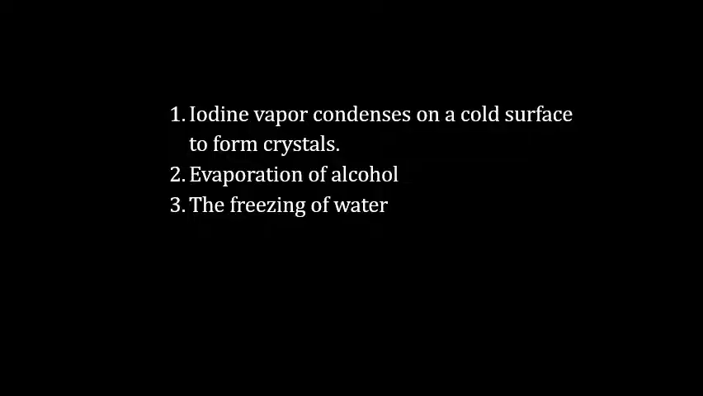Here are some other examples where entropy changes when the phase changes. Say, for example, in the first case, iodine vapor condenses on a cooled surface to form crystals. That means the energy is decreasing because the gaseous phase is changing to the solid phase. That means energy is decreasing and the randomness decreases. That means disorder decreases. In the solid state, it will be more orderly arranged. So we can say that entropy decreases. So that means it is going to be negative entropy.